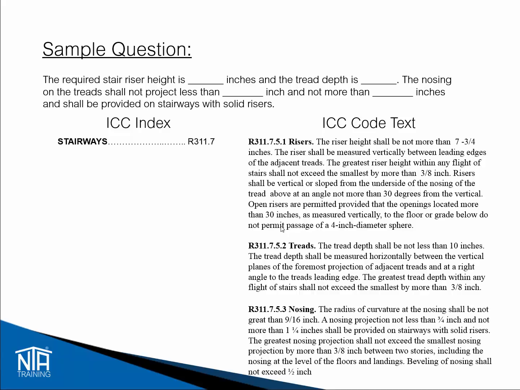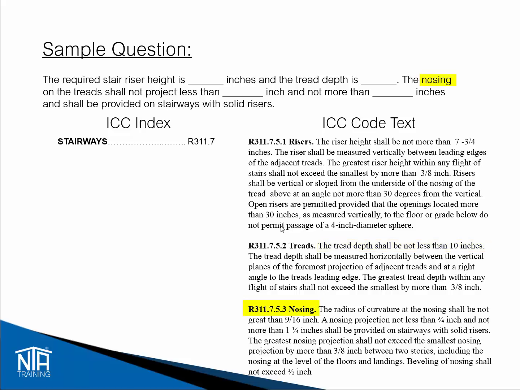tread dimensions. As you scan the text, you will come to sections R311.7.5.1, riser, and R311.7.5.2, treads. These two sections should have the required information to answer the question. Section R311.7.5.1, risers, states that the required riser height shall not be more than 7 3/4 inches, and section R311.7.5.2, treads, states the tread depth shall not be less than 10 inches.